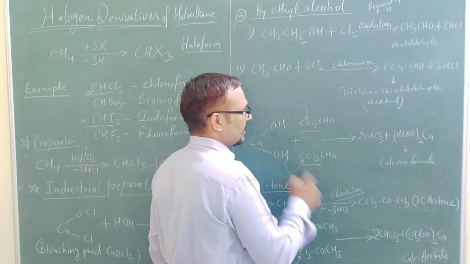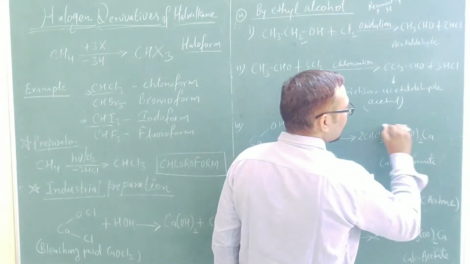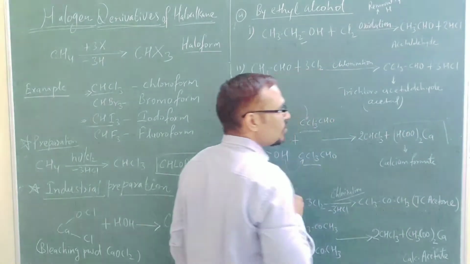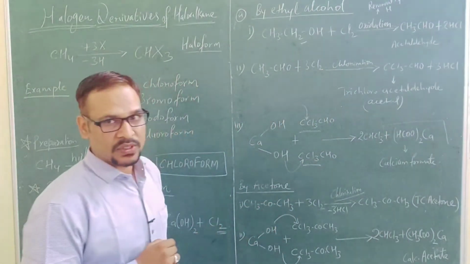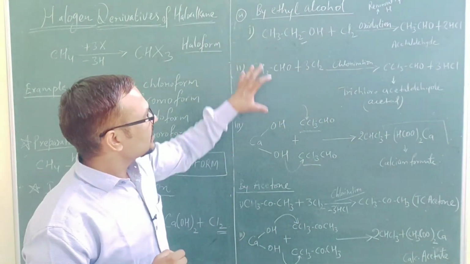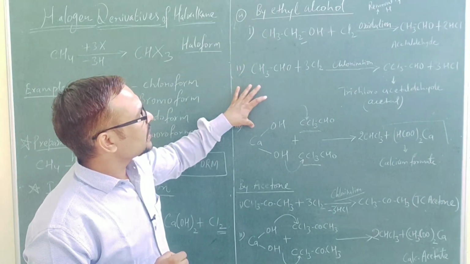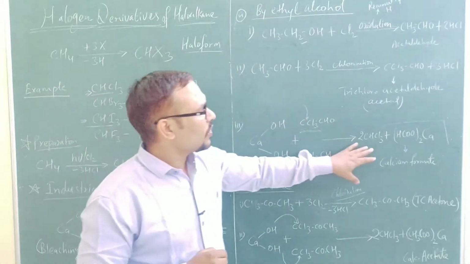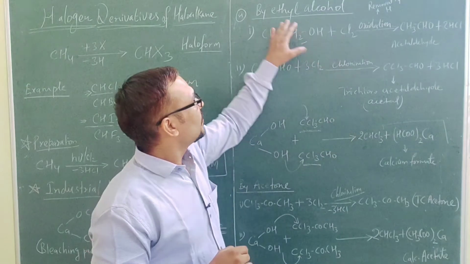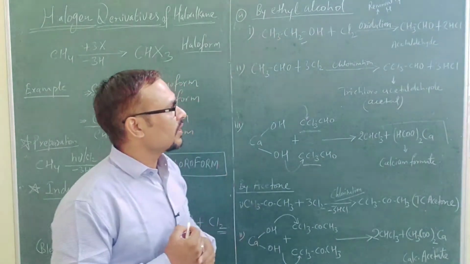HCOO and Ca. So calcium formate is also produced as a byproduct. So these are the 3 steps by which we can prepare chloroform with the help of ethyl alcohol.